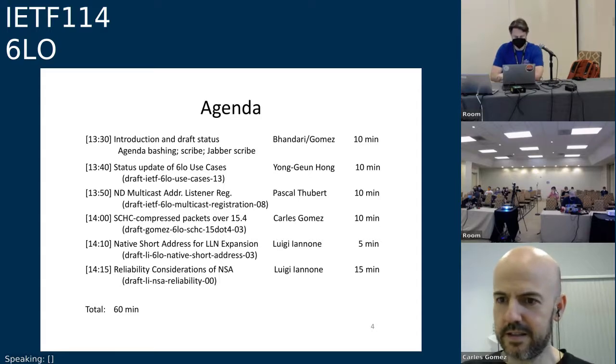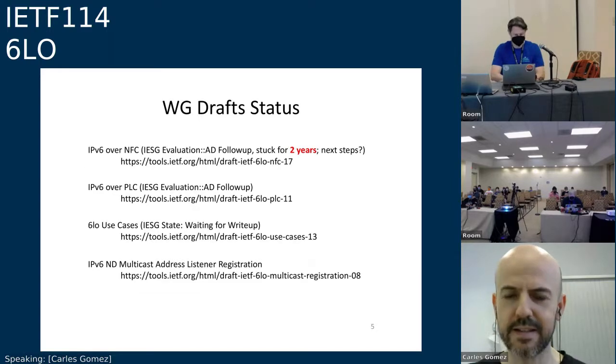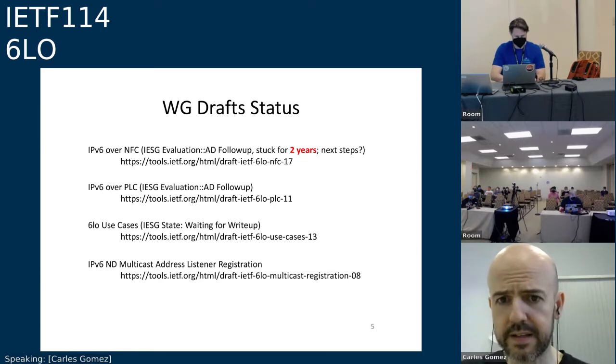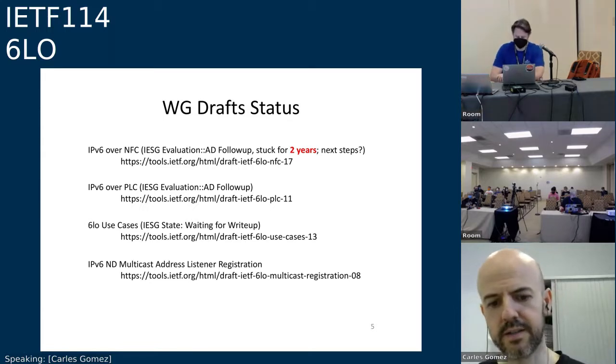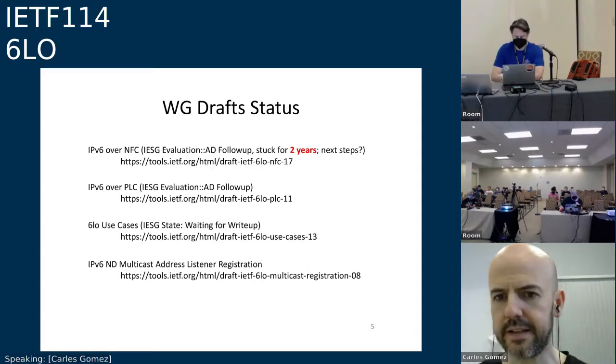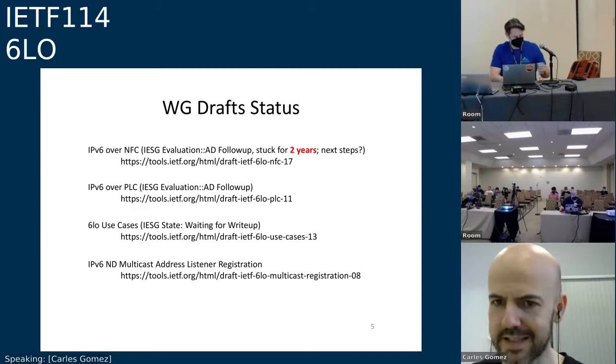Okay, so if there are no comments, then let's proceed to the report of the working group document status. So the first document that we have on the table is, again, the IPv6 over NFC draft, which, as you may recall, was evaluated by the IESG, then it was updated after that, and now it has been stuck for 2 years now. So perhaps, Eric, if you can let us know about details about the next steps, any plans for that?